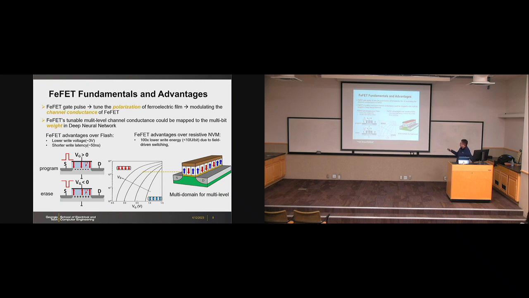So the write performance is much improved compared to the flash. And also compared to the resistive memory, as we showed earlier, like RRAM, MRAM. Here one unique advantage for FeFET is its write energy is much lower compared to the other resistive memory. The reason is that here you apply the gate voltage, then you only rely on the field to polarize the gate. You do not pass the DC current. Therefore, the energy is just the charging energy instead of the static energy that you consume by passing current through the resistor. So the write energy is much lower.